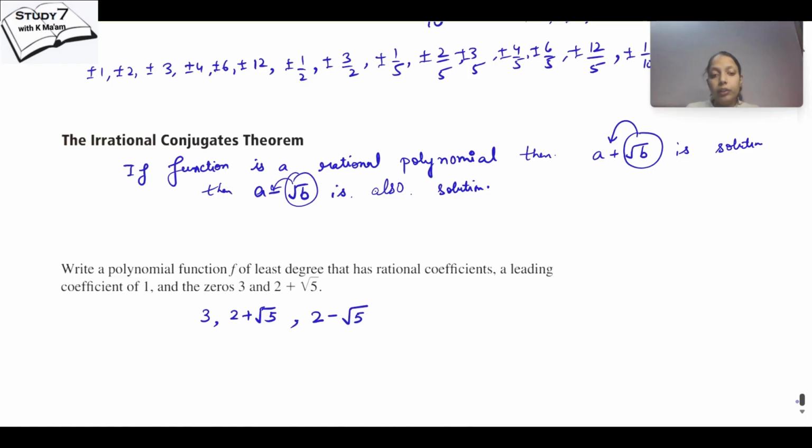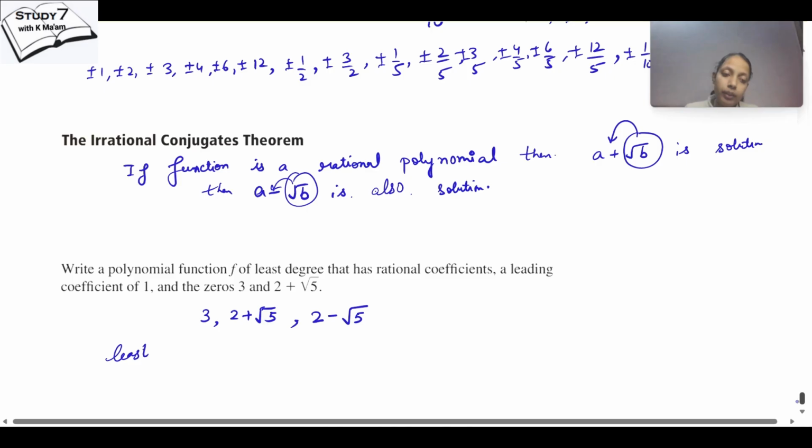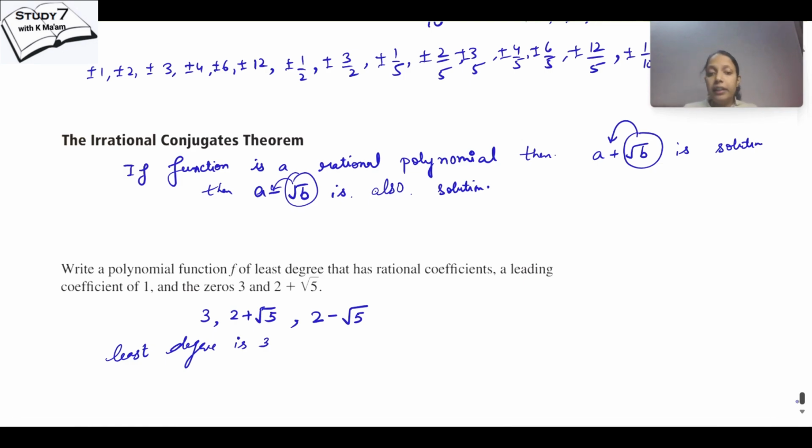So it has a total of 3 roots. 3 roots mean the least degree will be 3, because we are not considering any repeated root. Repeating a root is possible, but we are writing the direct least polynomial with these roots. It's degree 3. Then how can you write it? For this root, the factor is x minus 3. For this one, the factor is x minus 2 minus root 5. For the next, the factor will be this.